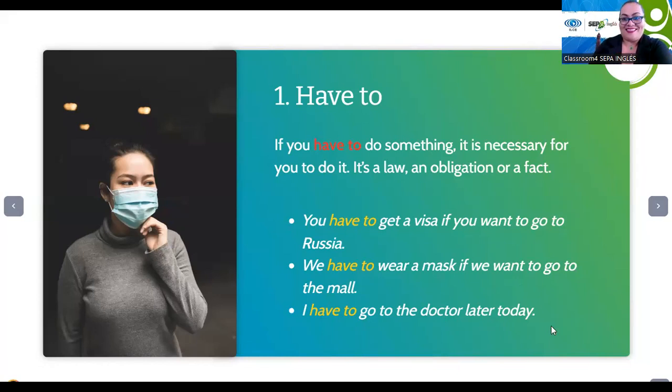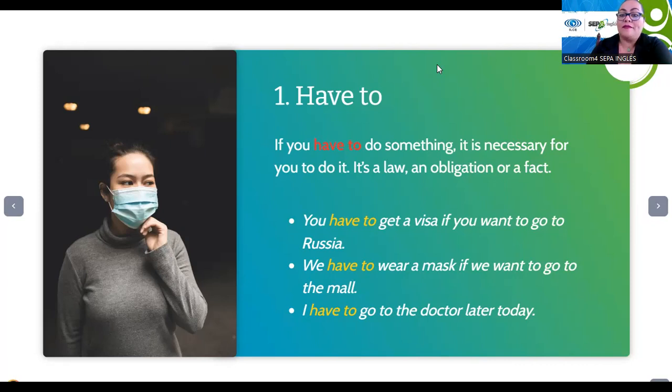Let's repeat again. Have to. If you have to do something, it is necessary for you to do it. It's a law, an obligation, or a fact. Tienes que, tengo que. It's mandatory. It's an obligation, okay? You have to get a visa if you want to go to Russia. If you don't have a visa, it's impossible that you go to Russia because this is a law that you have to follow. It's nothing other than having a visa, okay?